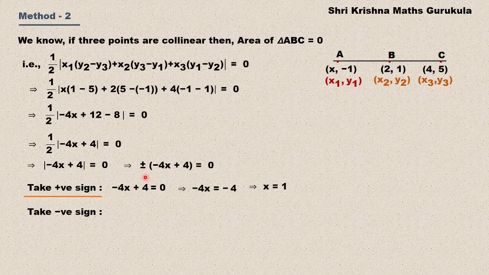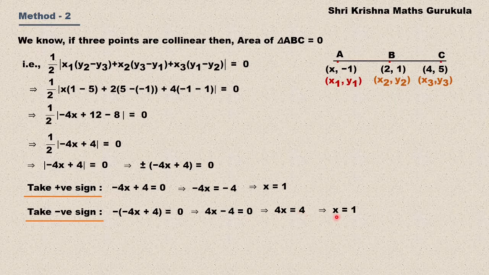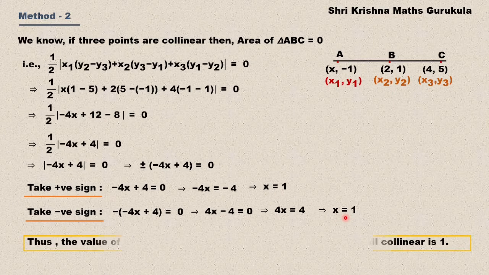Let us consider the negative sign and check what value we get for x. Minus of minus 4x plus 4 equal to 0. That would be 4x minus 4 equal to 0, and 4x is equal to 4, and x is equal to 1. So in both the cases, we have got the value of x as 1.